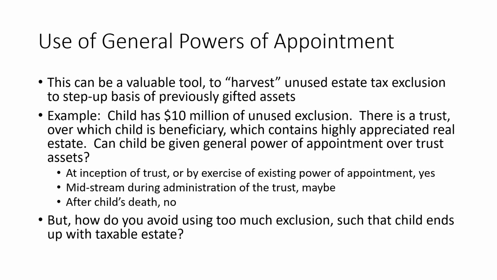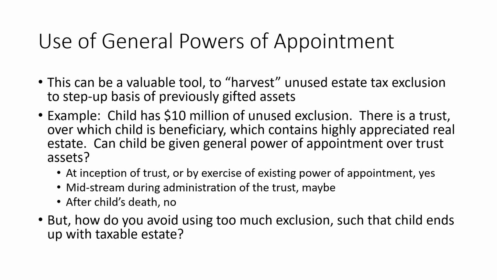They could do so at the inception of the trust. So when it's drafted, the settlor of that trust could give them the general power of appointment, and that always works. Now, sometimes, as we're going to see, you could give the child a general power of appointment midstream during the administration of the trust. However, after the child's death, it's too late. You could not give them a general power of appointment at that point. You can't do tax planning that's backward looking after all events leading up to a taxable event have elapsed.